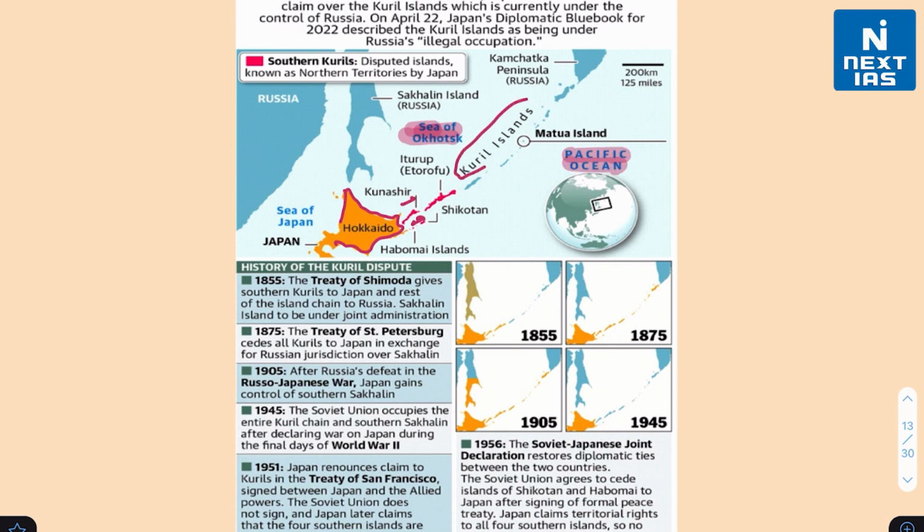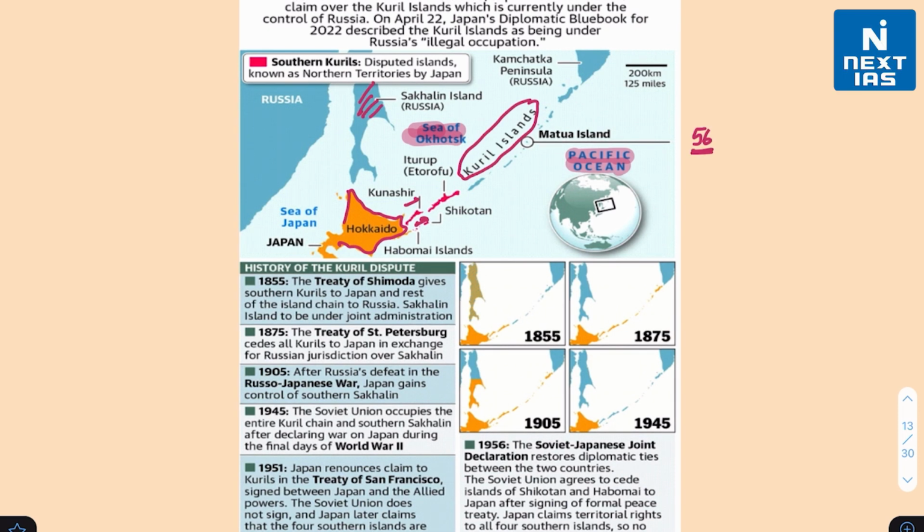Now these Kuril Islands are a volcanic archipelago, that is a group of islands, and it is a part of the Sakhalin Oblast in the Russian Far East. Here you can see the Sakhalin Islands of Russia. So under the Kuril Islands, we have around 56 islands and many minor rocks.